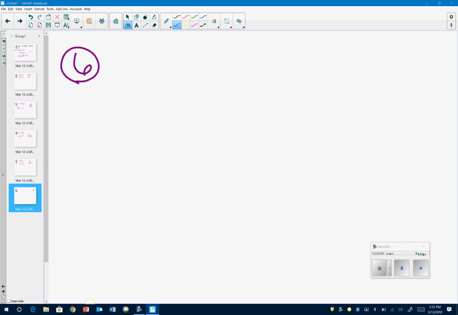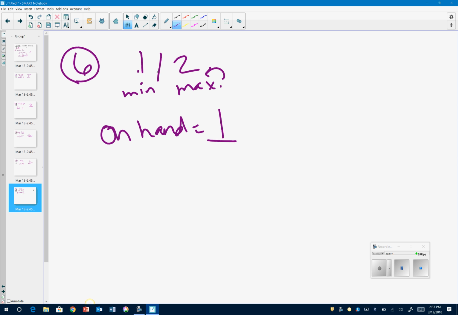Number 6, and this will be the last one I do because these are actually really easy. Tylenol number 3, it tells you 1 and 2, so the minimum that you would want to have in stock would be 1. The maximum you want to have in stock is 2. On hand, you have 1, and because that's at the minimum, if you have the minimum or less, you reorder up to the maximum. So 2 minus 1 would be 1, so you would reorder 1 to get to the maximum.